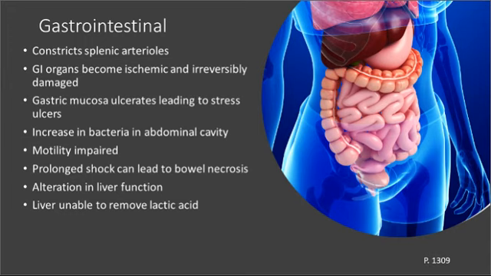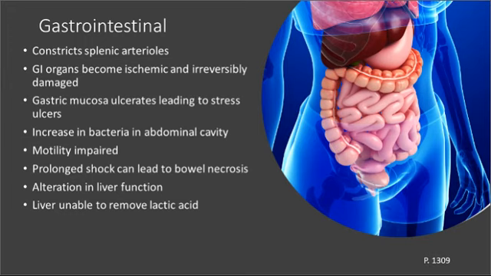Constrict splenic arterioles, GI organs become ischemic, irreversibly damaged. Normally, your GI system receives 25% of your cardiac output. But when the body starts getting into shock, the last thing it wants to do is waste 25% of its output on the gut. It says, I don't need the gut. I need my brain, I need my heart, I need my lungs, and I need my kidneys. So you know what, gut, you just need to stop.